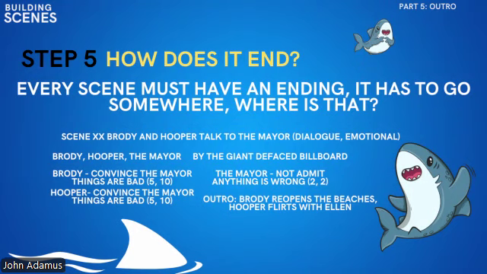Last part. Every scene has to end. It does. So how does the scene end? Where does it go? How do we go from here to the next thing? And now we're able to look at, if we take all our information for building a scene, we get a scene where Brody and Hooper talk to the mayor.